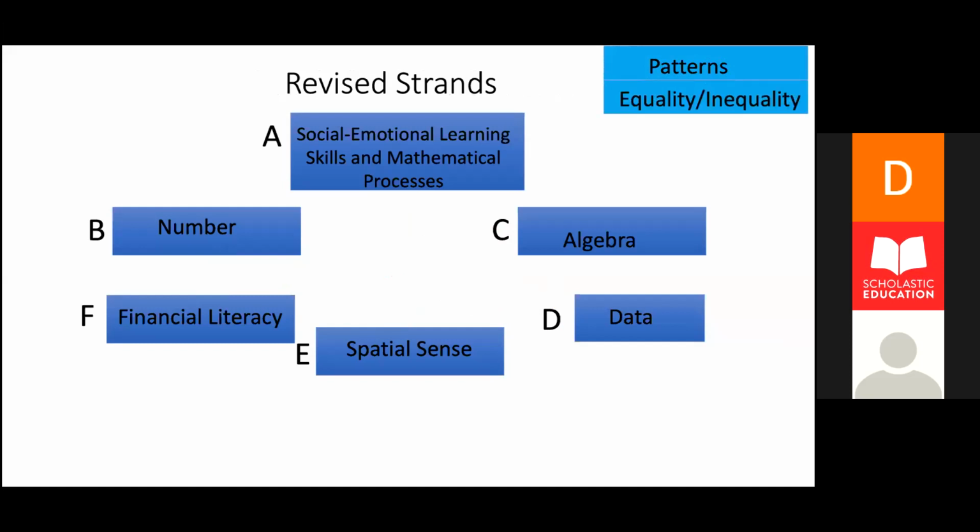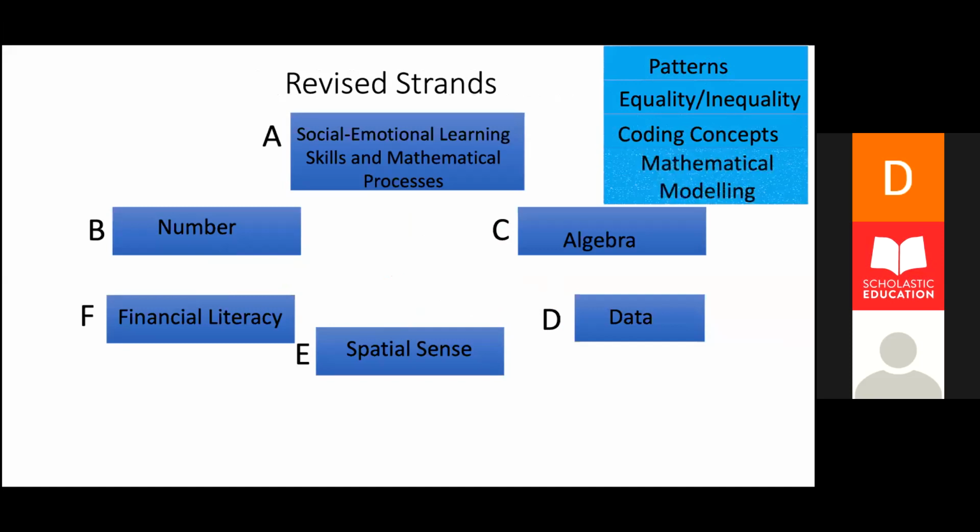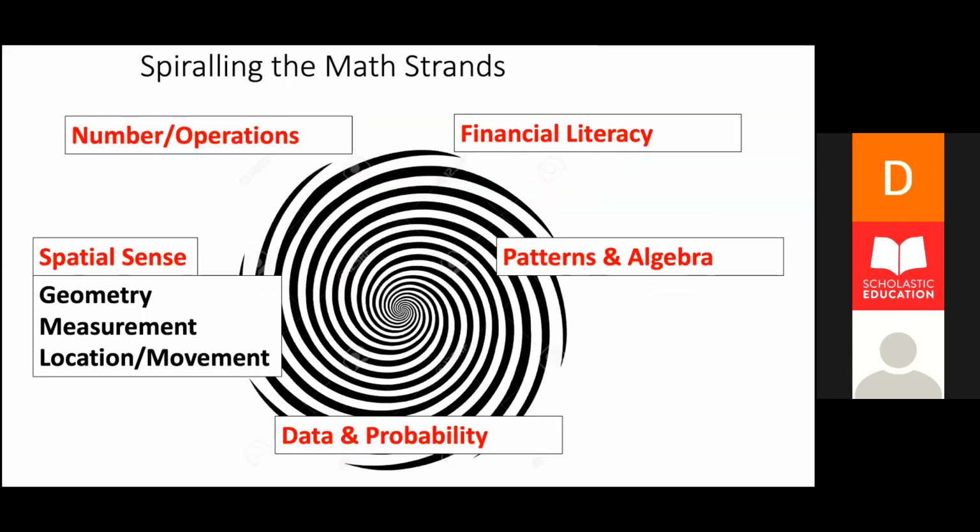Algebra is different. We have patterns. We also have equality and inequality, which we've had before, but we also have coding concepts and mathematical modeling. The interesting thing about this is coding concepts and mathematical modeling are actually very much evident in all of the other strands. This is because the other strands give the context for being able to do the coding concepts and the mathematical modeling. I'll be giving you some examples later on.